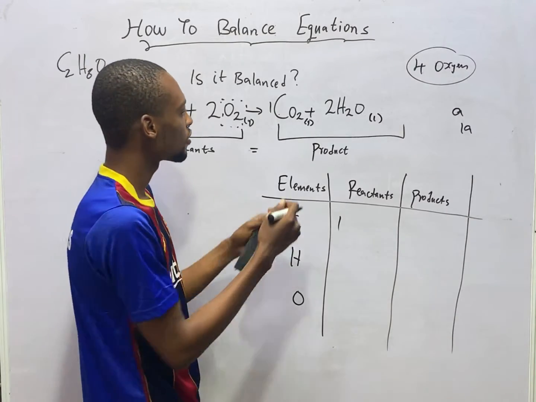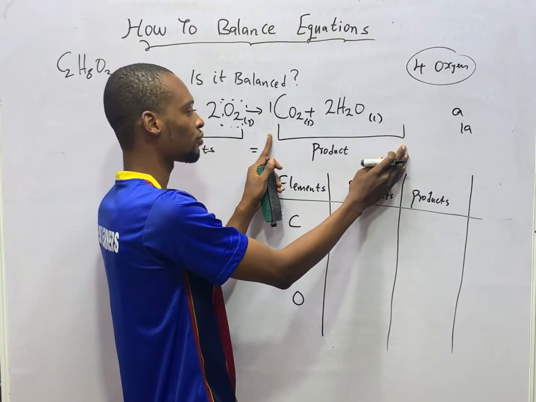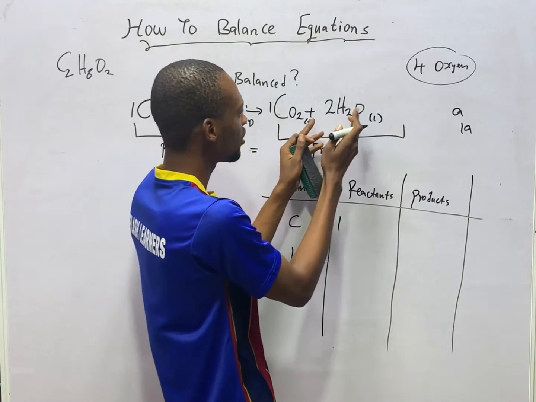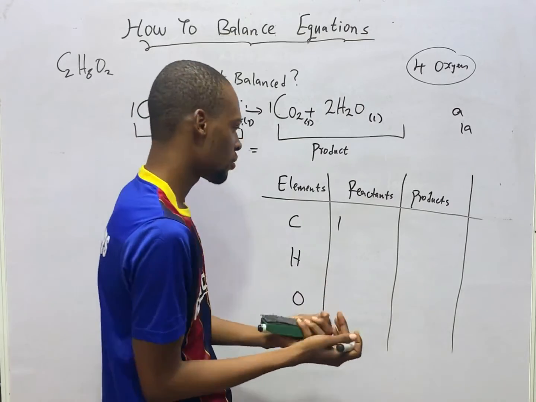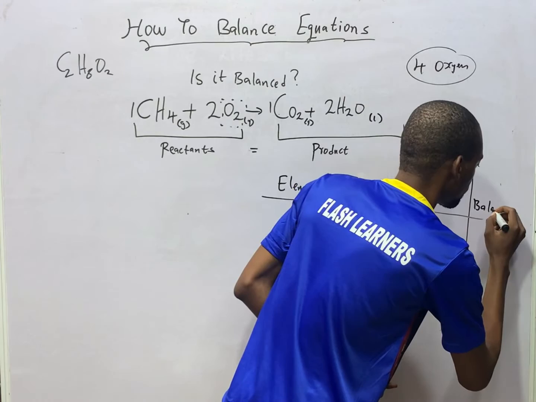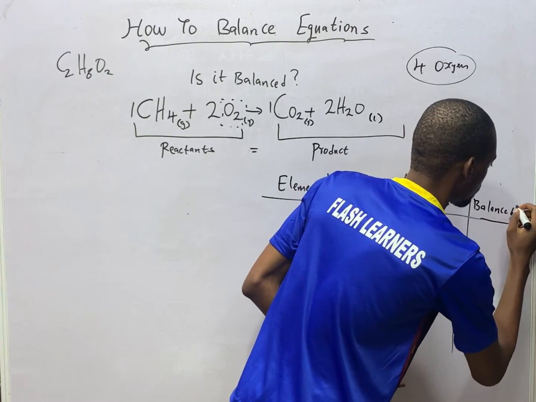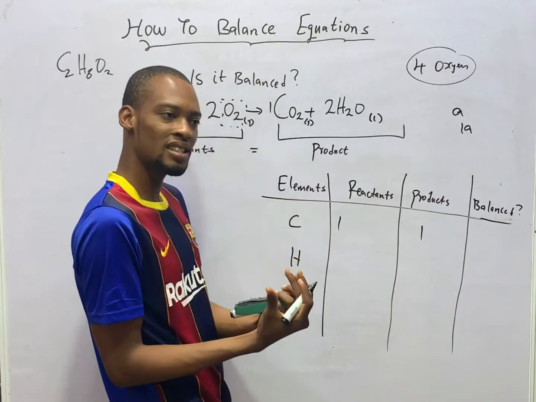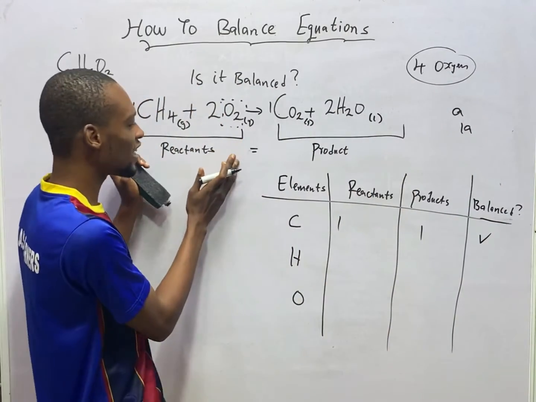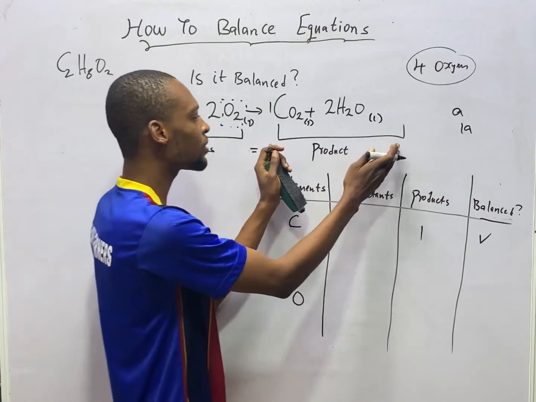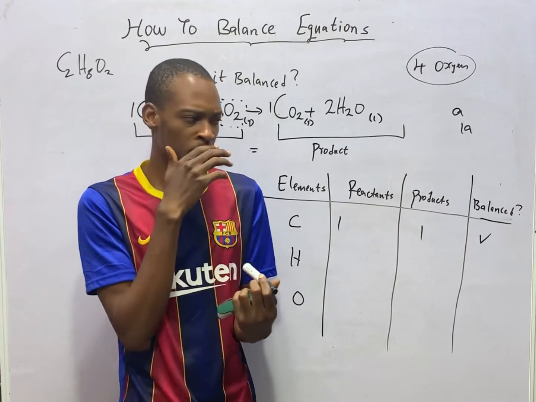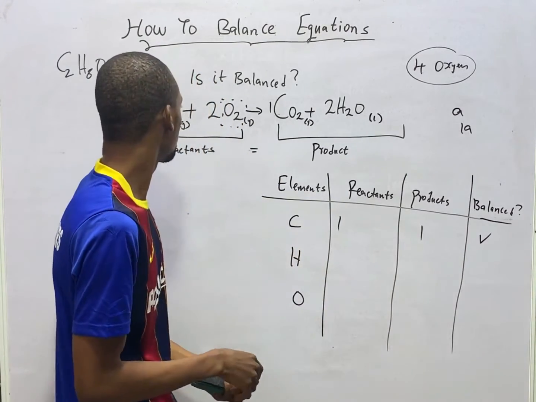Let's see the product. This is referred to as the product. In the product side, we have 1 C, right? Here, there is no C. So 1 C also. Is carbon balanced? Yes. Because in the reacting side, we have just 1, and in the product side, we have just 1. So carbon is balanced.